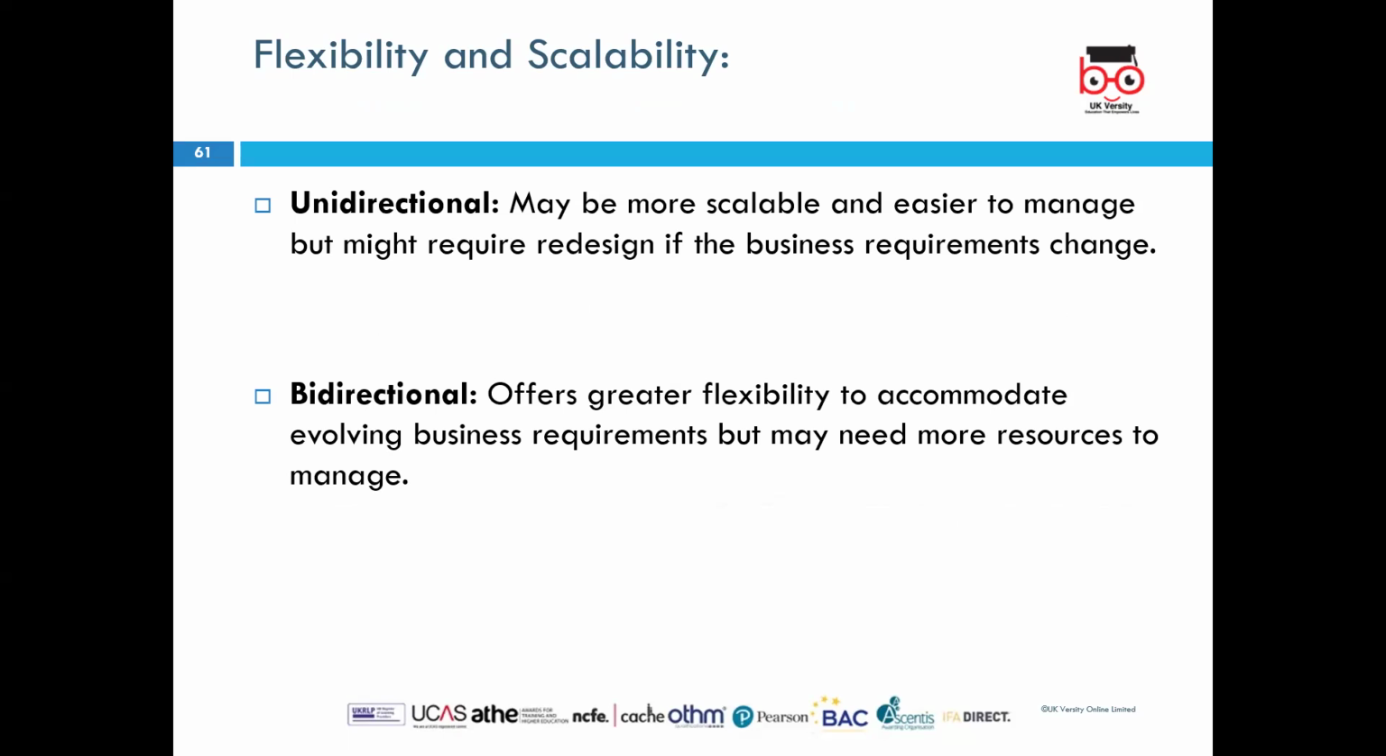Flexibility and scalability are another important aspect, where the unidirectional model might be more scalable and easier to manage, but might require a redesign if the business requirements change. While the bidirectional offers better flexibility and allows us to change quickly due to business needs.